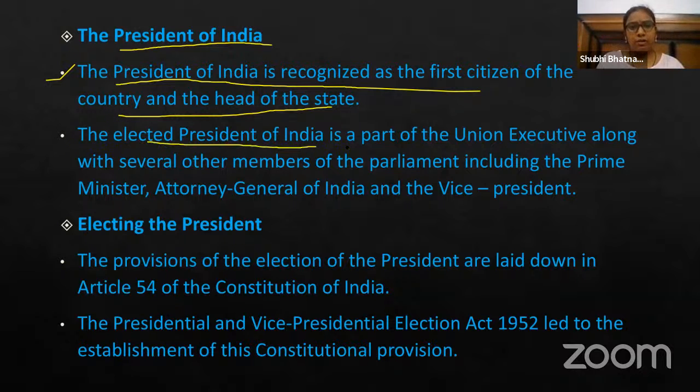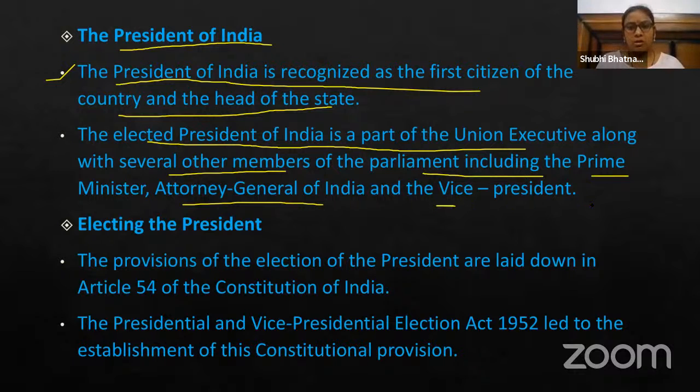The elected president of India is a part of the union executive along with several other members of the parliament, including the Prime Minister, Attorney General of India, and Vice President. ये अभी थोड़े दिन पहले ही मैंने आपको 2-3 क्लास पहले बताया था कि यूनियन एग्जीक्यूटिव किस किस से मिलके बनती है. So president is also a very important part of the union executive. Okay, and this whole union executive is comprised of the president, the vice president, the prime minister, who is heading the Council of Ministers, and the Attorney General of India.